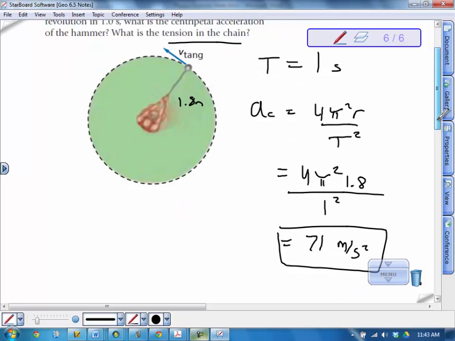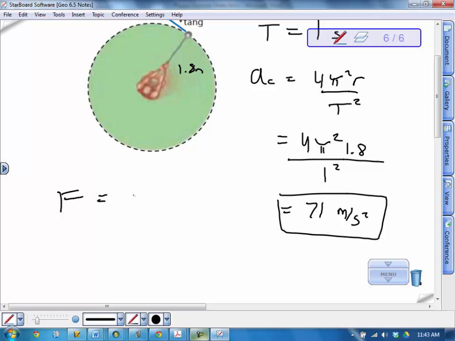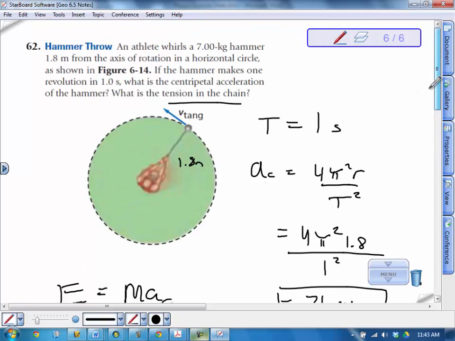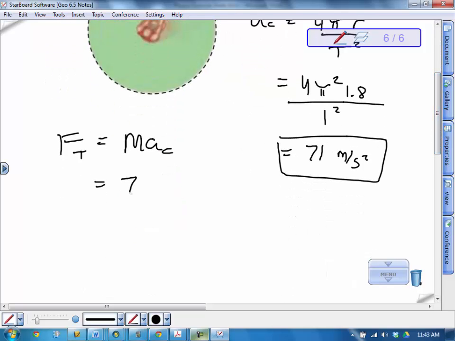The next part is what's the tension? Well, F equals ma can give us the tension because there's only one force acting to cause this circular motion, and that one force is the force of tension. So this is the correct formula. The force of tension equals the mass times the centripetal acceleration. They gave us the mass of this thing was 7 kilograms, and the centripetal acceleration we found was about 71. So that gives us a force of tension of 492.4 approximately, if you keep this in your calculator. And that's newtons.